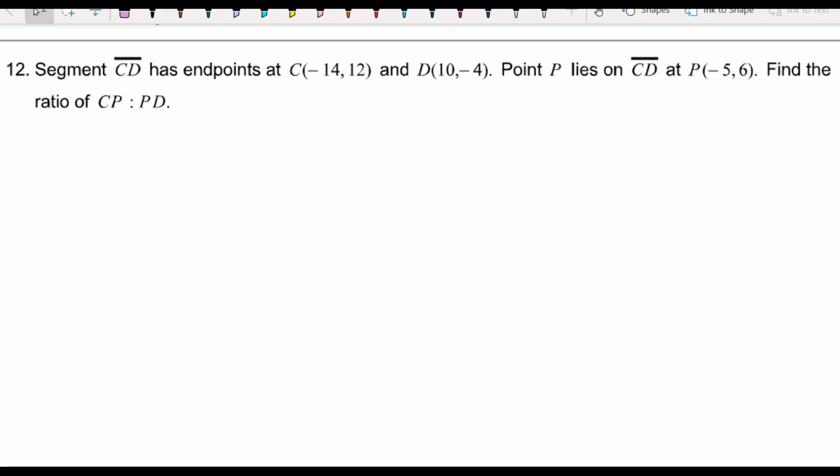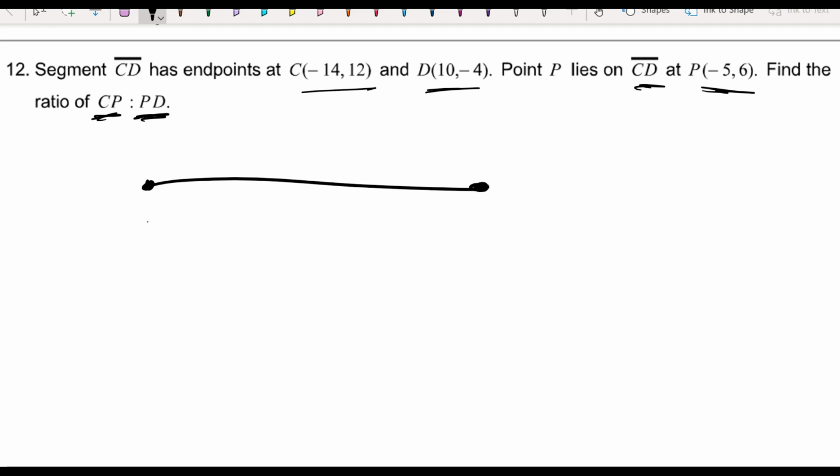Number 12, segment CD has endpoints -14, 12 and 10, -4. Point P lies on CD at -5, 6, and I want to find the ratio of CP to PD. So pretty much the ratio of the parts that P breaks CD up into. It doesn't really matter what this segment looks like. I'll give myself a really rough sketch just to get an idea. This point's at negative 14, 12, D's at 10, negative 4, and I don't really know where P is on this segment.